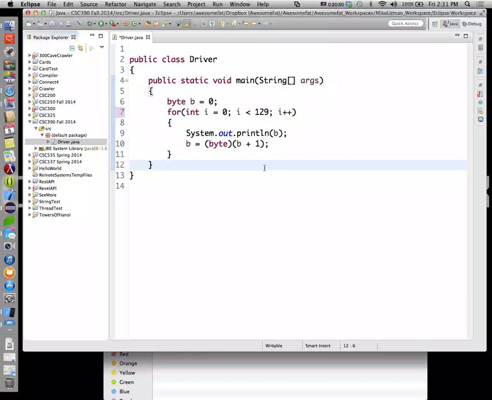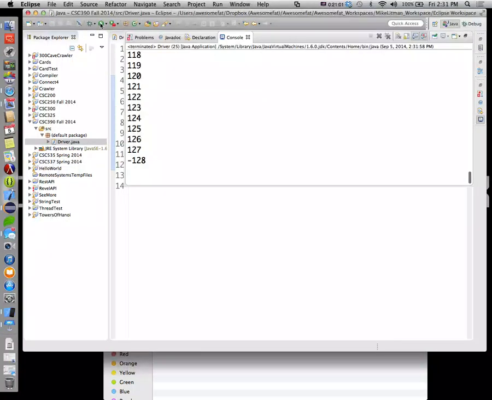Oh, the minimum byte value. It'll roll around. What's the smallest byte value? Negative 128. So the byte value 127 plus 1 is negative 128. Make sense? All right.